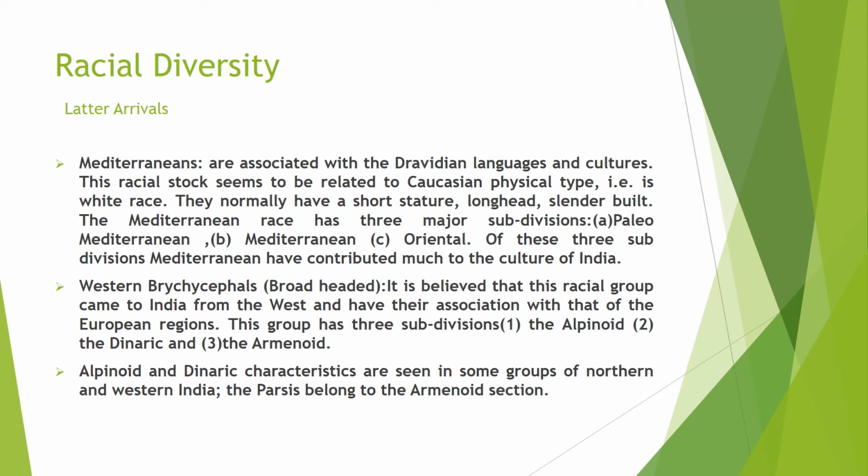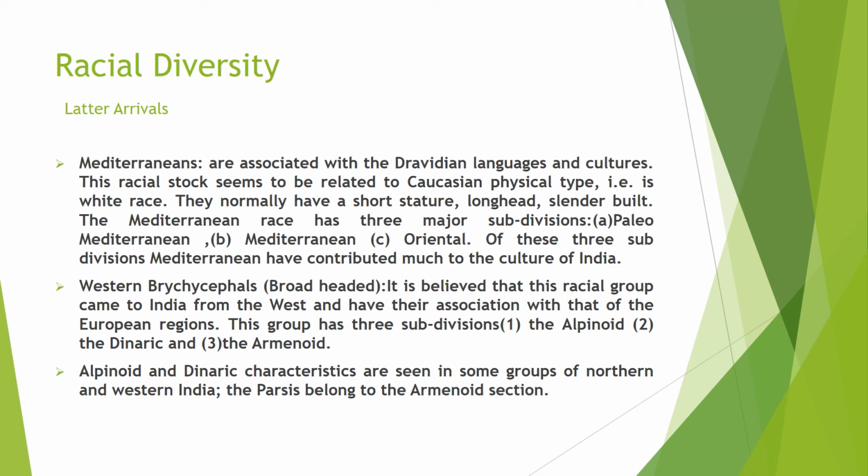Mediterraneans are associated with the Dravidian languages and cultures. The racial stock seems to be related to the Caucasian physical type, that is, the white race. They normally have a short stature, long head, and slender build. The Mediterranean race has three major subdivisions: Paleo-Mediterranean, Mediterranean, and Oriental. Of these three subdivisions, Mediterraneans have contributed much to the culture of India.